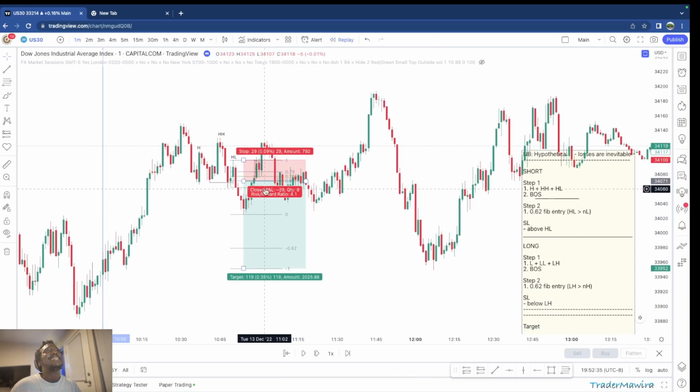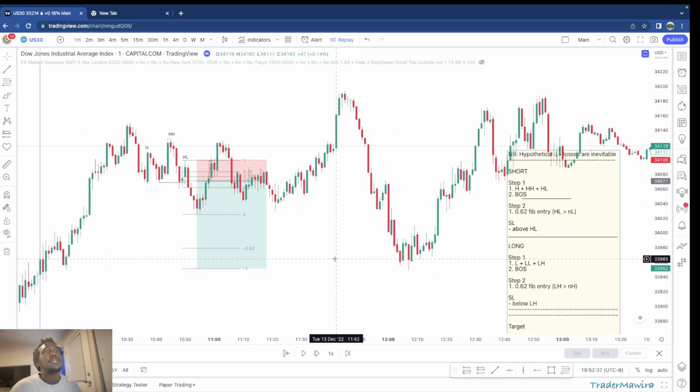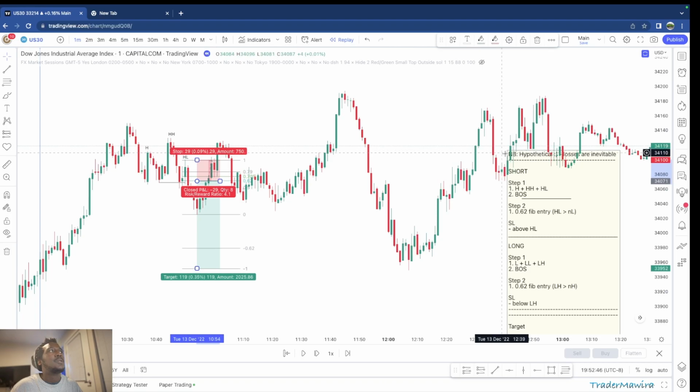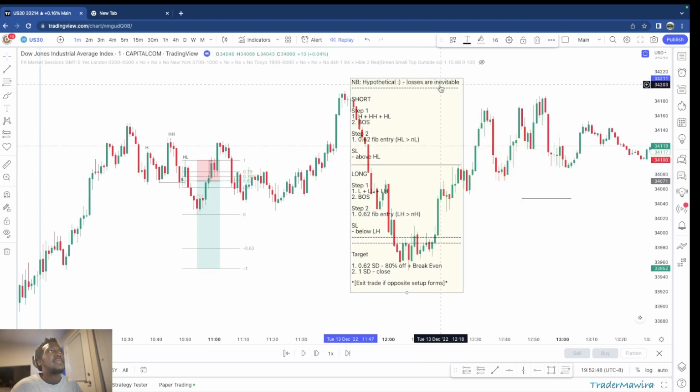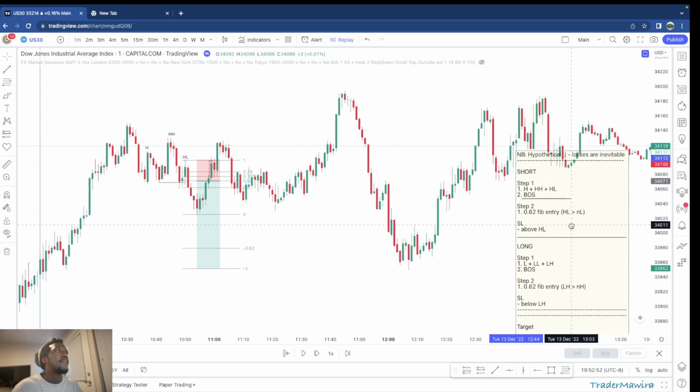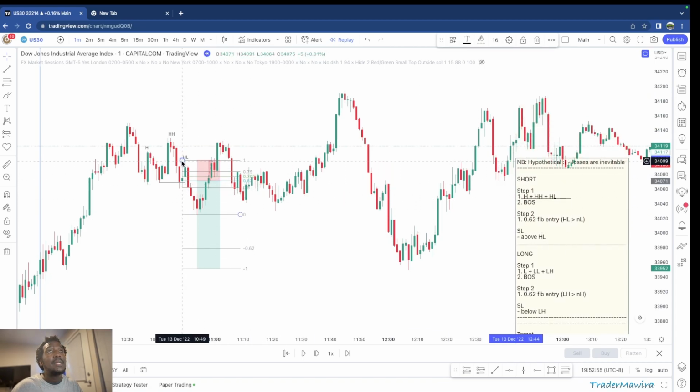And as you can see, this was a big loss. The market came back and went and took us out, and so there we have a -1. That happens. It is normal. Losses are inevitable. It's part of the business. So that would have been a -1 day.